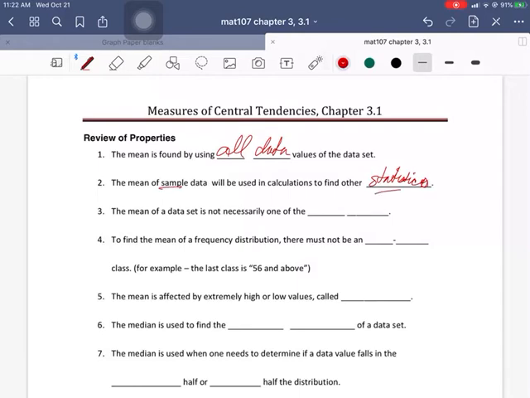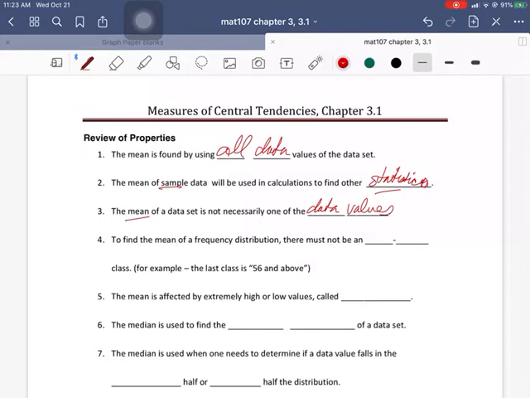Because it's a sample, you get statistics from the calculations, right? The mean of a data set is not necessarily one of the data values, right? The mean is not necessarily one of the numbers that you got. Since it's an average that we get mathematically, it's probably not one of the data values.